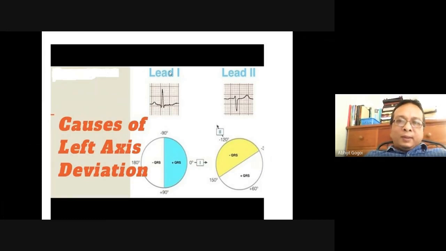Now in this ECG, you can see lead 1 is positive, but lead 2 is negative. So the QRS is not upright, it's going down. If you mix these two circles, the vector will be in this direction. So that is left axis deviation.